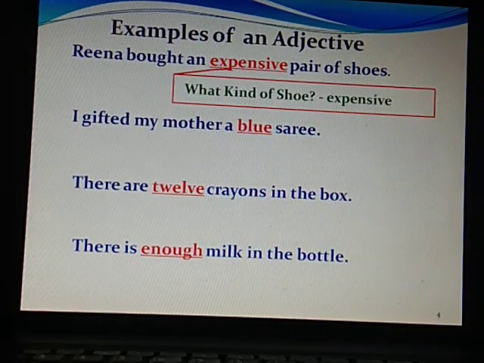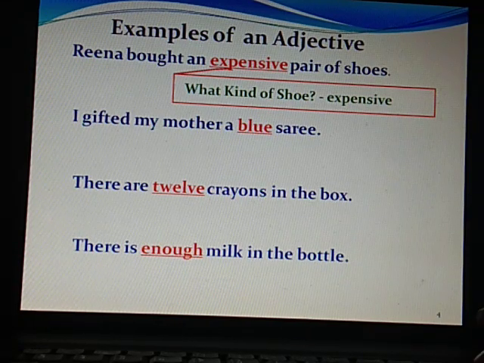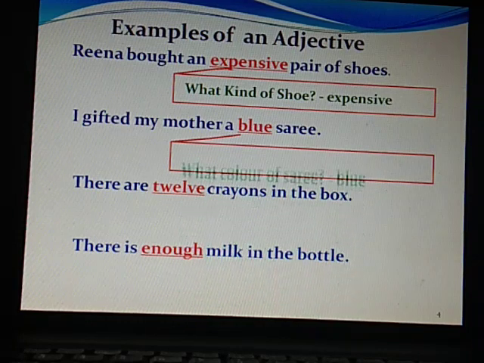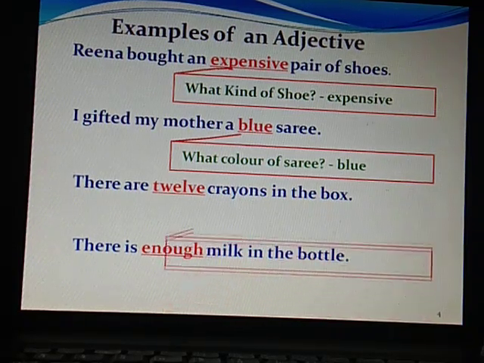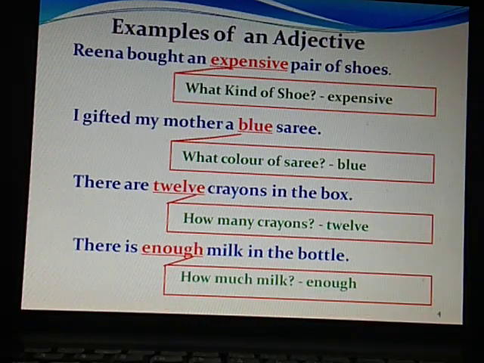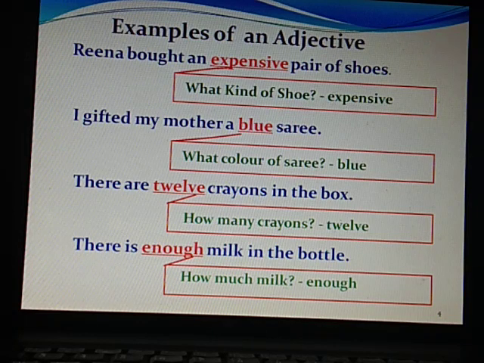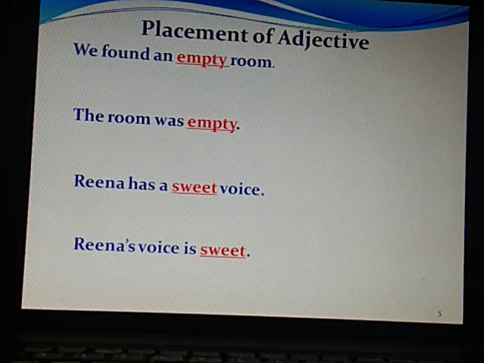For example, here, expensive. So what kind of shoes? Expensive. Then what kind of sari? What color of sari? Blue. Then how many crayons? 12. How much milk? Enough. So all these are termed as adjectives.